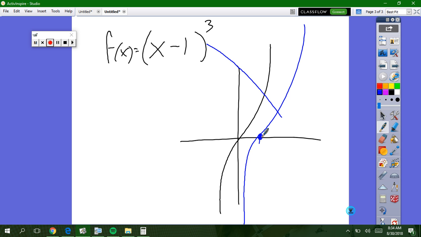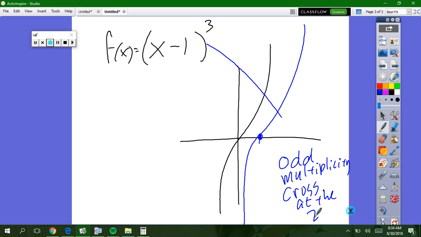What happened when I had an odd multiplicity at that point? Notice, did it bounce? What happened? It went through it, or we call it crossing. So odd multiplicities bounce, not bounce, cross at the zero. Okay, I'm going to show you how we're going to go ahead and graph it.